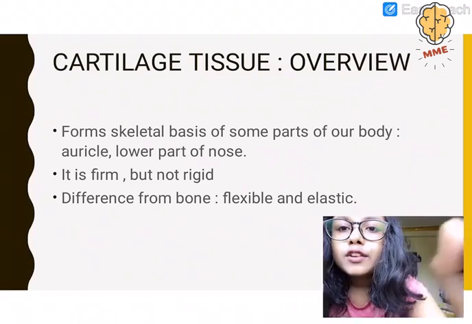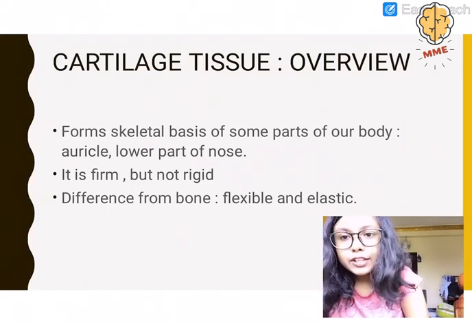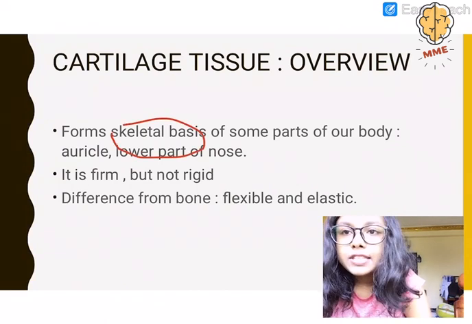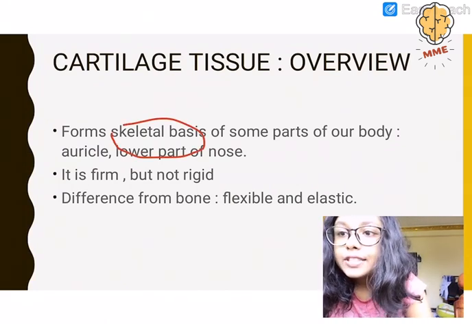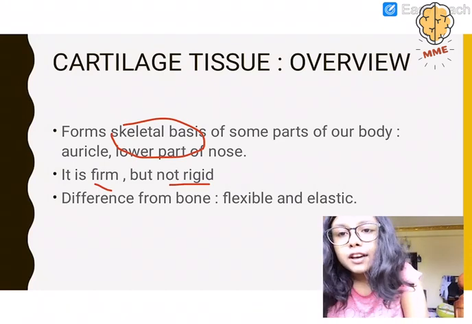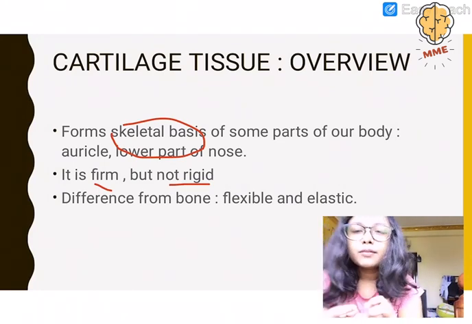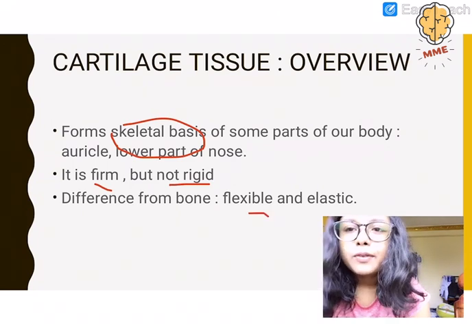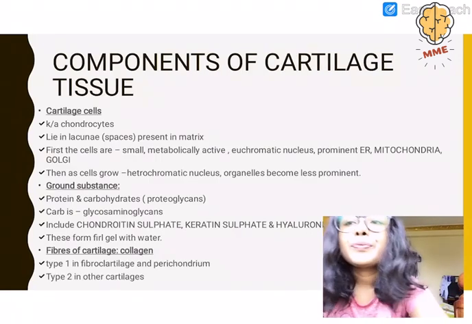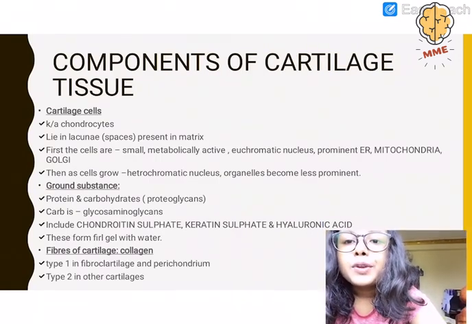For an overview, what is cartilage? Cartilage is a connective tissue, and it is basically the skeletal basis of some parts of the body. It is firm, but it is not rigid. The difference from bone, consistency-wise, is that it is flexible and elastic. The bone is not.